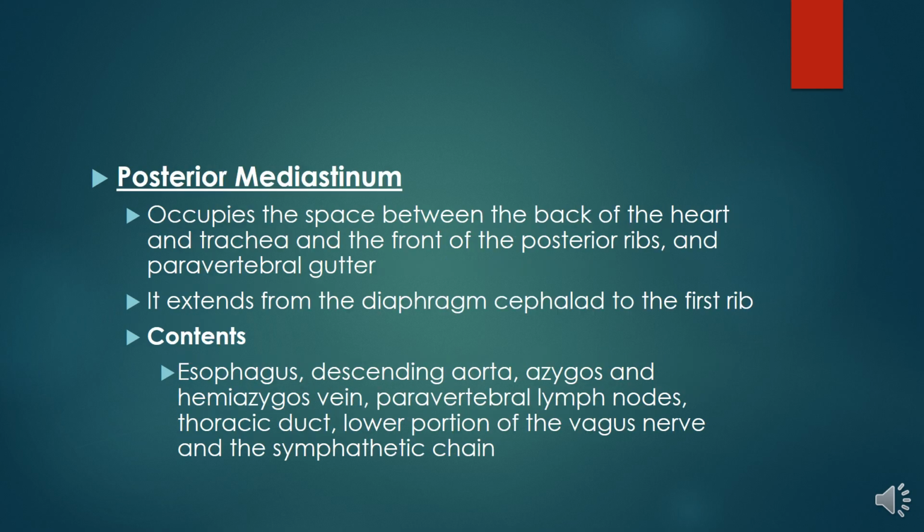Posterior mediastinum occupies the space between the back of the heart and the trachea and the front of the posterior ribs and the paravertebral gutter. It extends from the diaphragm cephalad to the first rib. Contents are the esophagus, descending aorta, azygos and hemiazygos vein, paravertebral lymph nodes, thoracic duct, lower portion of the vagus nerve, and the sympathetic chain.